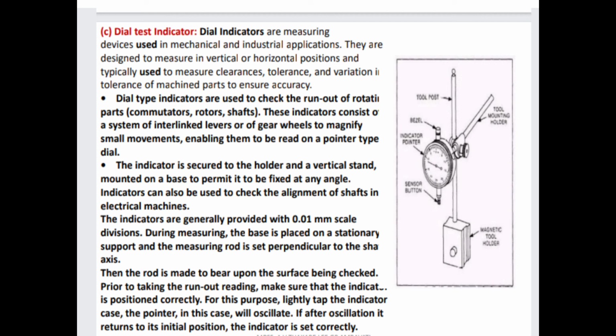Prior to taking the run out reading, make sure that the indicator is positioned correctly. For this purpose, lightly tap the indicator case. The pointer will oscillate, and if after oscillation it returns to its initial position, the indicator is set correctly. So in this diagram, see the indicator pointer, sensor button, magnetic tool holder, tool mounting holder. So this is the diagram of a dial test indicator.